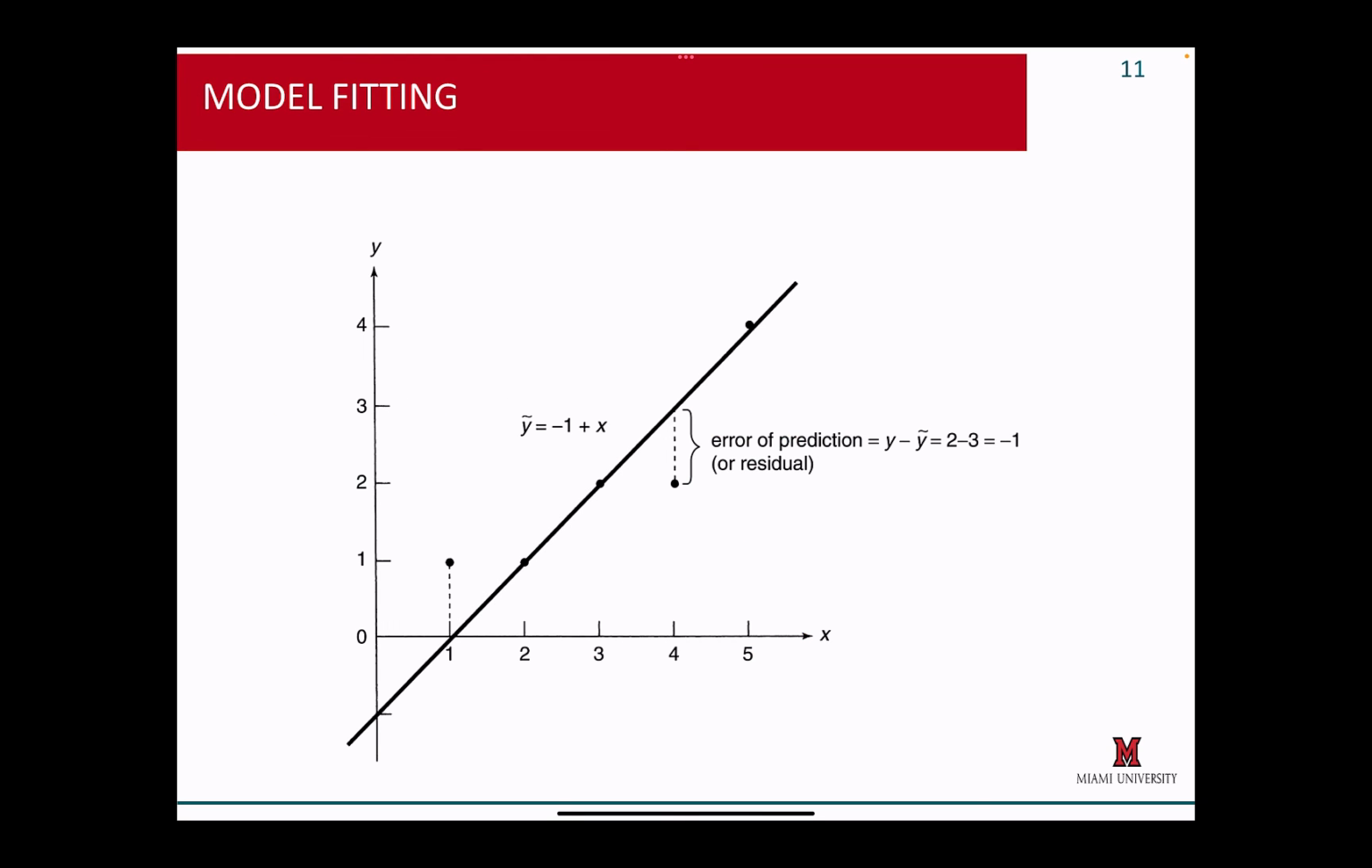There's going to be errors. In other words, whenever we have an estimate in the equation, the points are not going to lie exactly on the prediction. There's going to be what we call an error of prediction, which is the difference between the actual value y and the predicted value y hat.